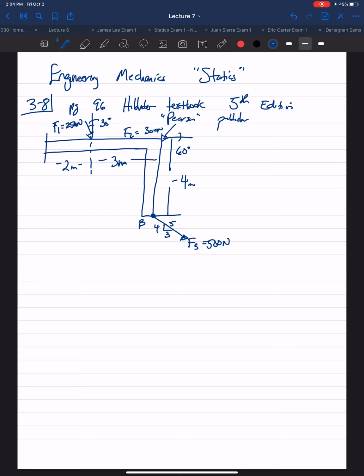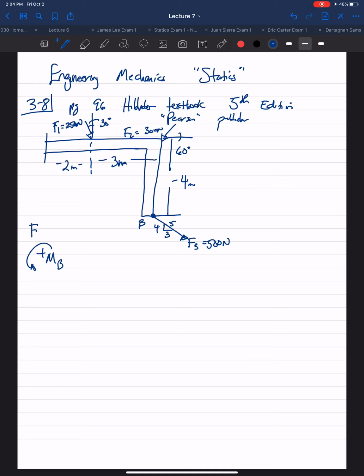So for the moment of each of these three forces about point B, remember we need to find the perpendicular distance between the line of action of the force and the point of interest that the force is causing a rotation about. And we state our basis that counterclockwise rotation is positive, clockwise rotation is negative.